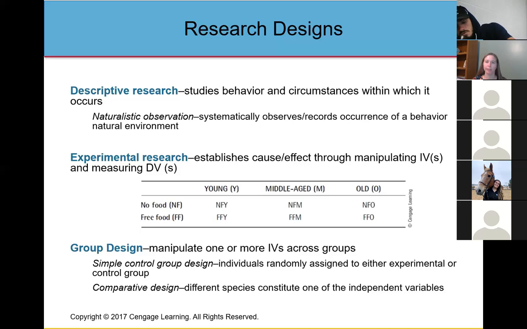So that's one way. Another thing that we can do is actually perform an experiment. So this is where we are definitely manipulating something. This is where our IVs and DVs come in. Our manipulation variable is our independent variable. We're measuring something, right? Our dependent variable.